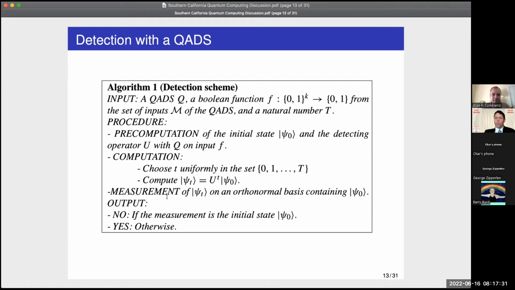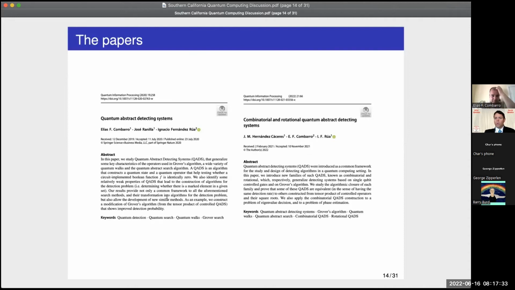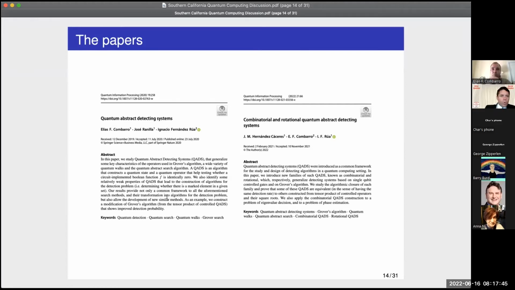Okay, and we published this in a paper in Quantum Information Processing. The first one is called Quantum Abstract Detecting Systems. And then with one of our PhD students, we were also able to define a particular case that we call combinatorial and rotational quantum abstract detecting systems that have some special properties.